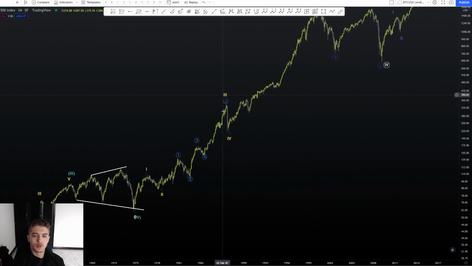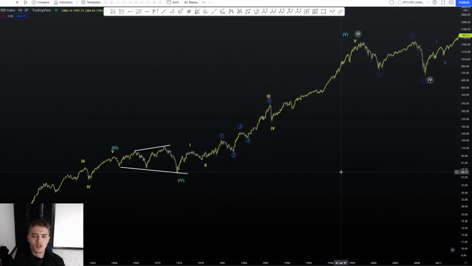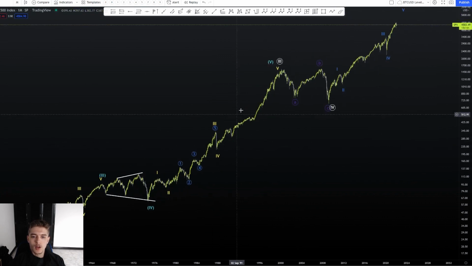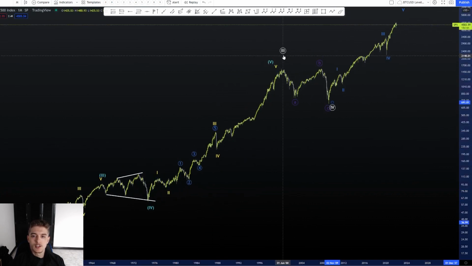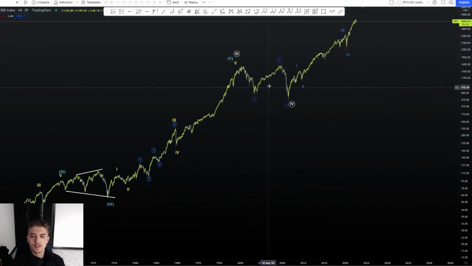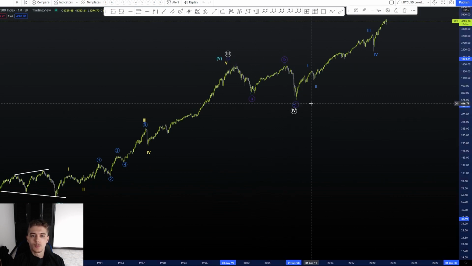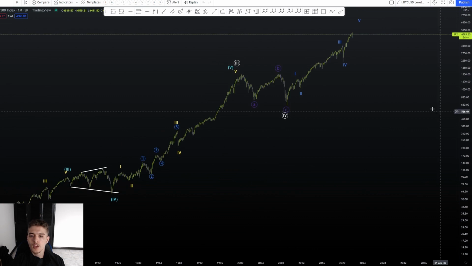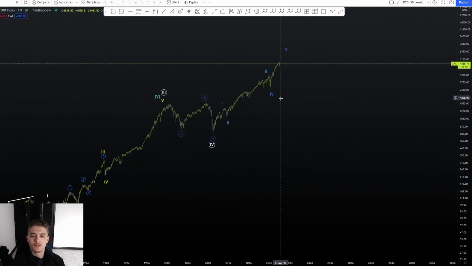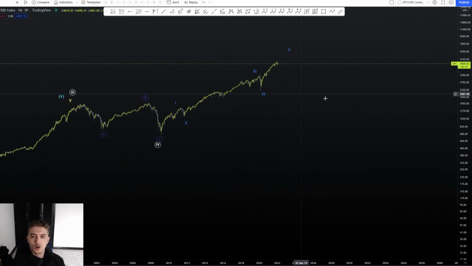Then moving up, we get a 3, 4. This would be a very sharp 3, 4. Then going up, we get an extended wave 5 to complete this grand super cycle wave 3. And then this moves us into this section right here, which would have been the dot-com bubble and the Great Recession for the A, B, C. We'll complete this wave 4. Then moving up, we get a 1, 2, 3, 4, 5. And we're currently in this fifth wave.